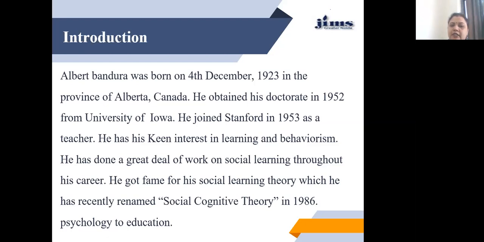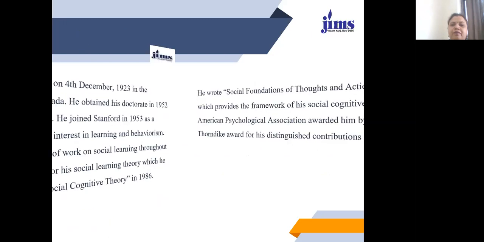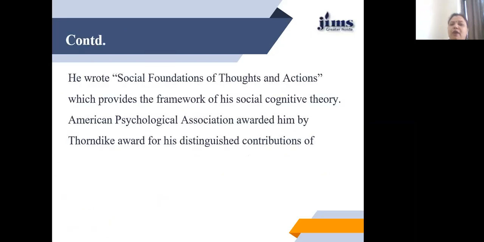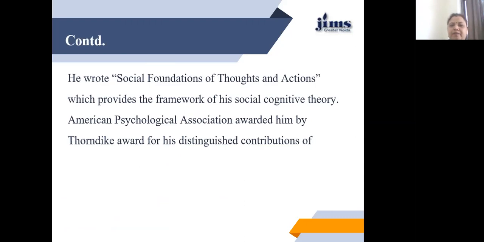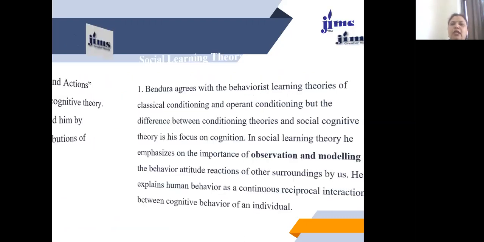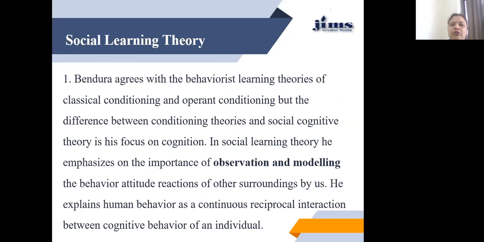In 1986, he wrote Social Foundations of Thought and Action, which provides the framework of social cognitive theory. The American Psychological Association awarded him the Thorndike Award for his distinguished contribution in the field of psychology. Now, I'm going to discuss with you the social learning theory.